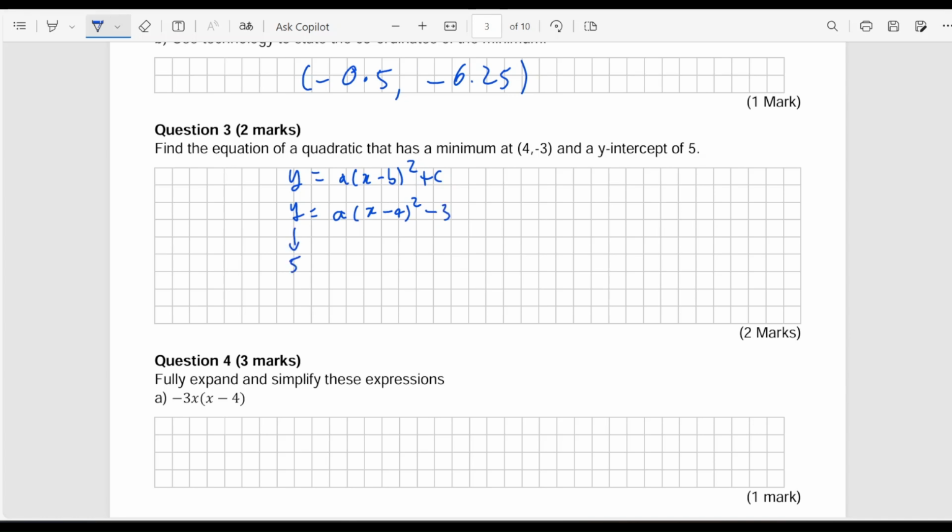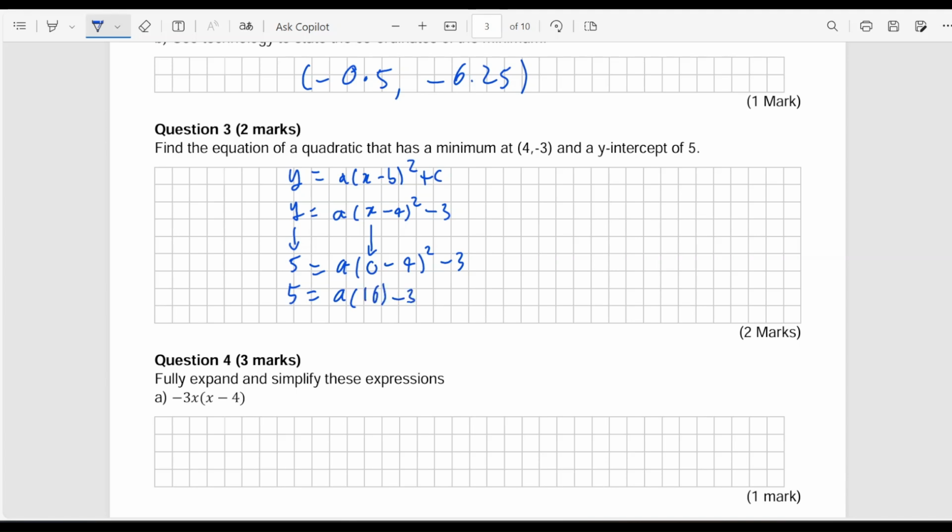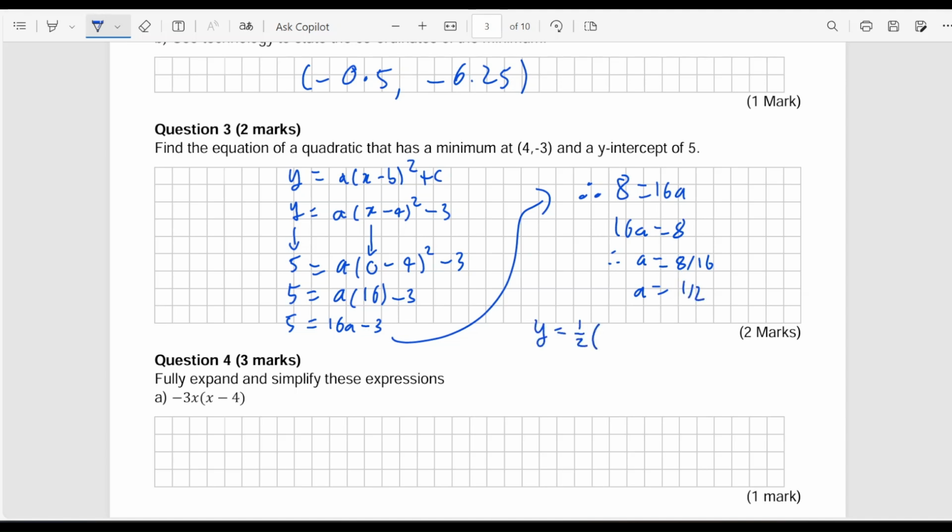So the y-intercept is 5, and that happens when x is 0. So a lots of 0 take 4 squared take 3. So 5 is a times 16, because that's -4 squared. So 5 is 16a take 3. Therefore, if you add 3 to both sides, you're going to get 8 is 16a, or in other words, 16a is 8. Therefore, a is going to be 8 over 16, or a is a half.